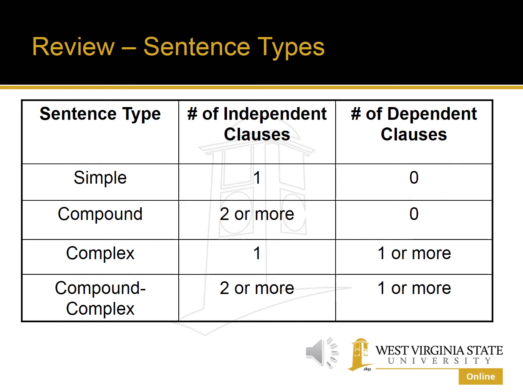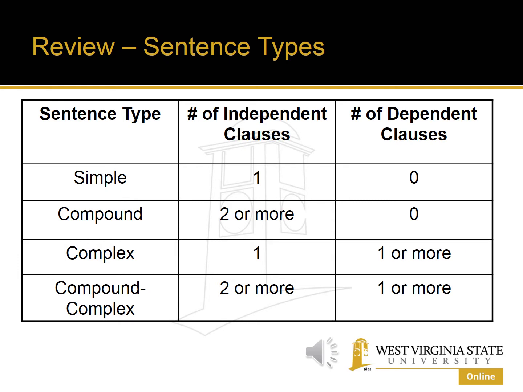So we have sentence type simple. What that means is a simple sentence has one and only one independent clause and no dependent clauses. If we have a compound sentence, that's basically two or more simple sentences put together, or two or more independent clauses put together. And again, we have no dependent clause.